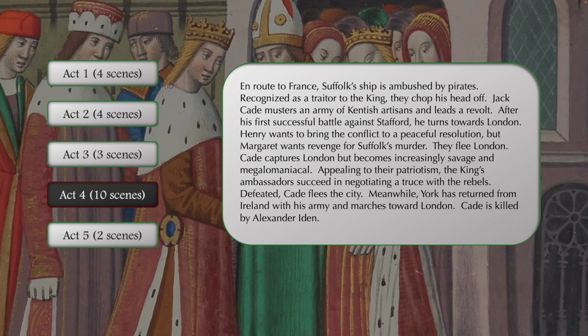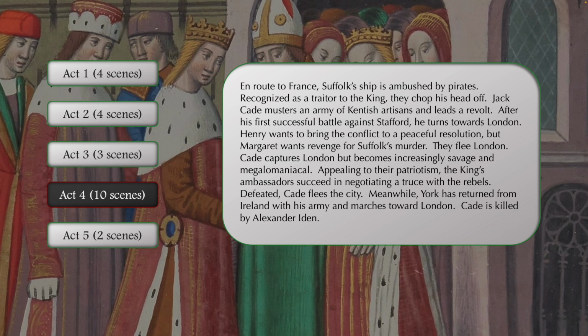This does not work to Cade's advantage, and appealing to the commoner's sense of patriotism, the king's ambassadors succeed in negotiating a truce with many of the rebels. Defeated, Cade flees the city. Meanwhile, however, one problem begins to go away, and then another problem comes up, and that is York, who's returned from Ireland with his army, and he is marching toward London.